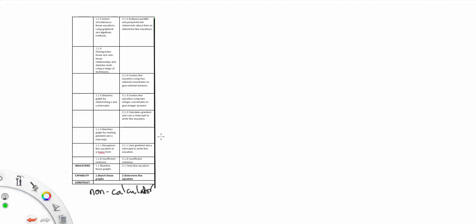The first indicator we have here is uses gradient and Y-intercept to write line equation. What does that mean? Well, if you're using the gradient and Y-intercept to write a line equation, the only thing you really need to know is the general equation for a line, which is y = mx + c. And you must remember that the m value there is gradient and the c value is the y-intercept.